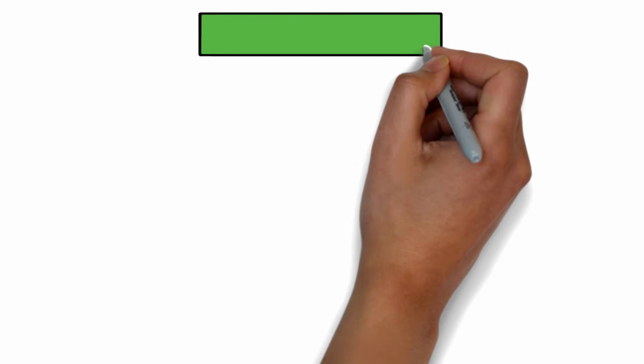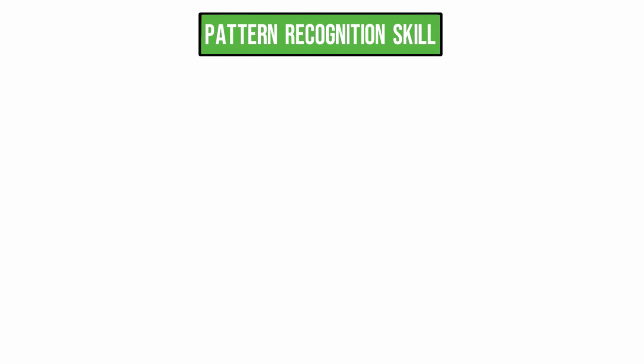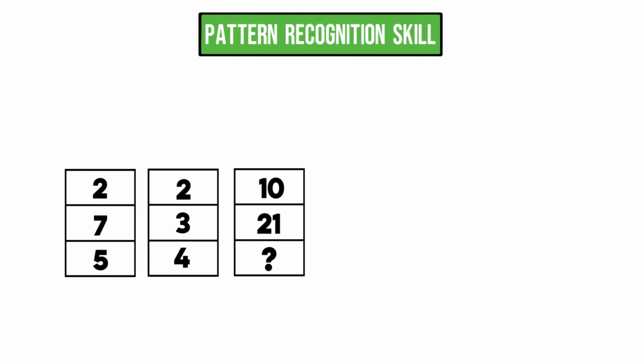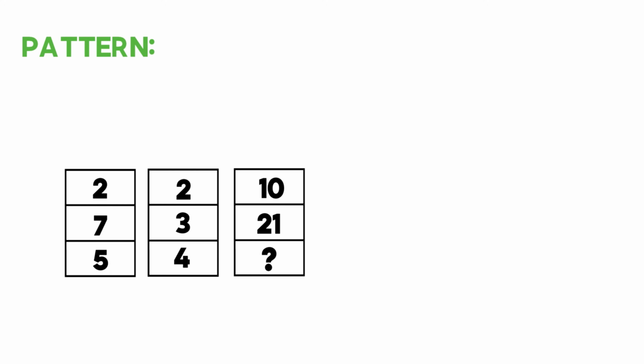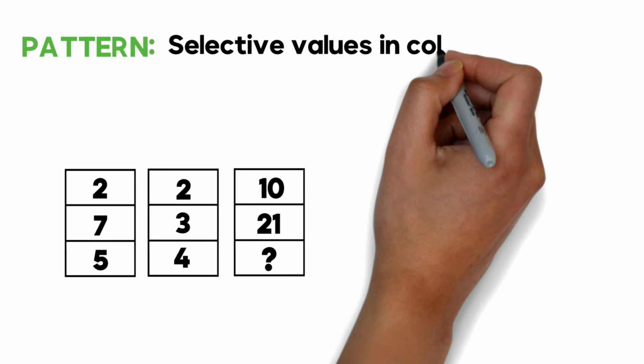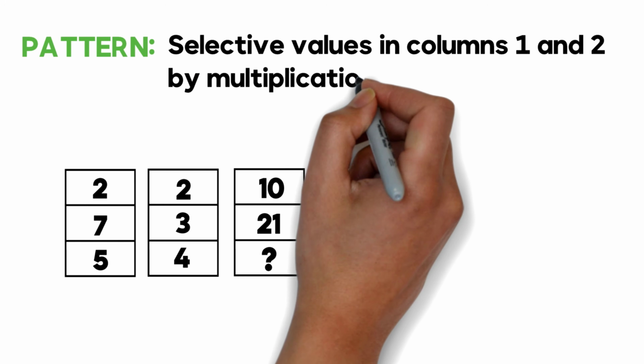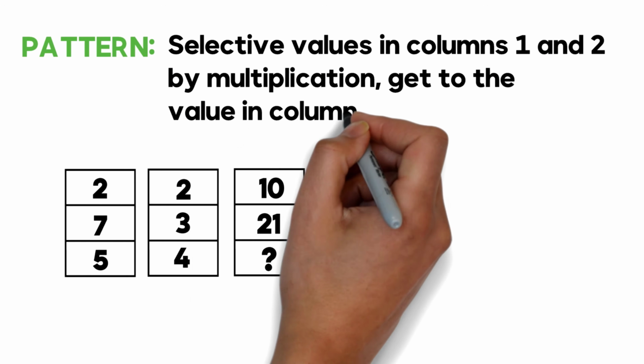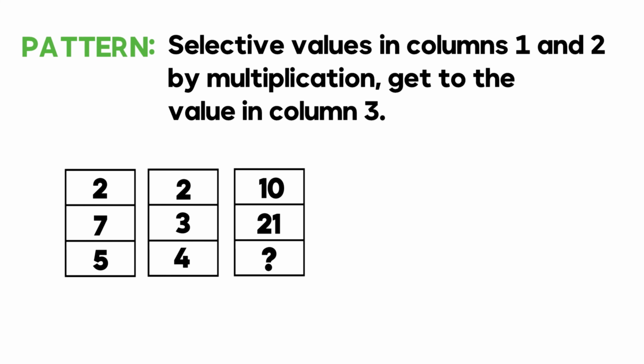The most important skill to solve these types of problems is pattern recognition skill. To recognize the pattern, you need to look closely into each column. Selective values in columns 1 and 2, by multiplication, get to the value in column 3, and this is our pattern. Let's take a closer look at the values that are already present.